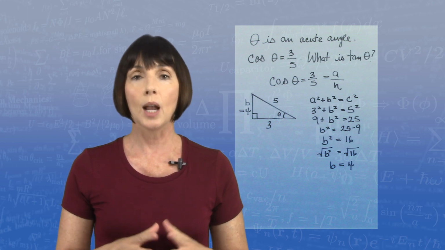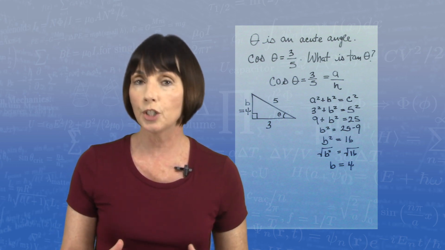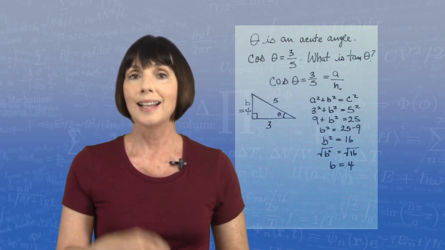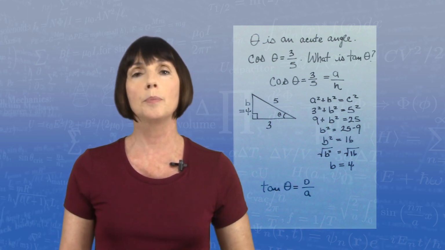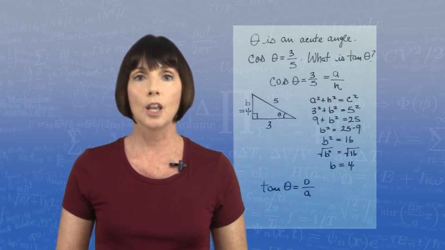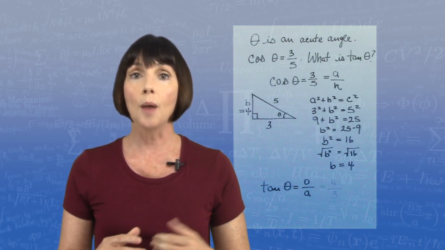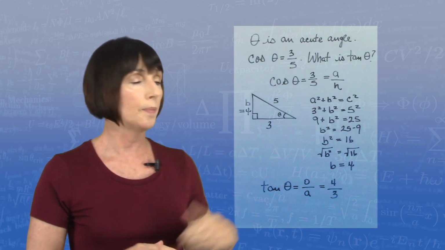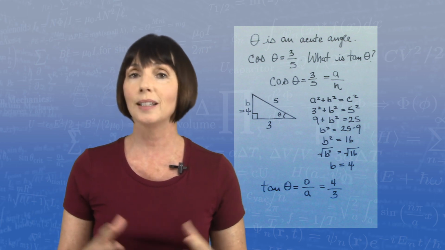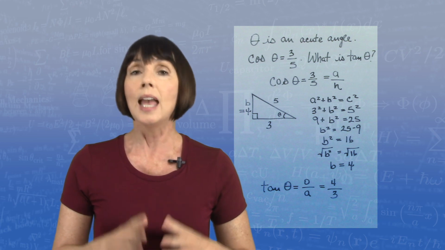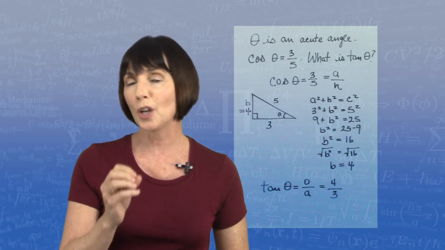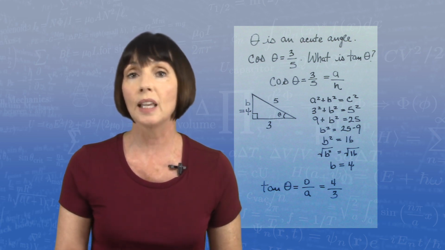All right, so now we need to know what the tangent of angle theta is. The tangent is equal to the length of the side opposite divided by the length of the side adjacent. So the length of the side opposite to theta is 4, and the length of the side adjacent to it is 3. So the tangent of theta is 4 over 3. And we found that by just knowing what the cosine was. We could do the same thing if we just knew the sine.